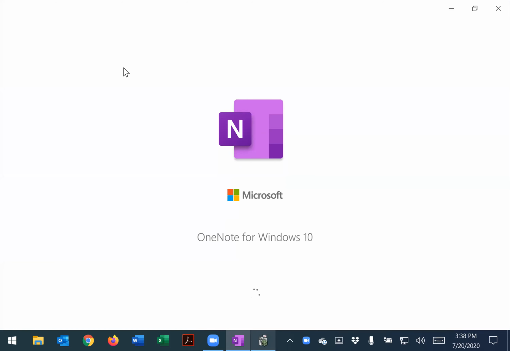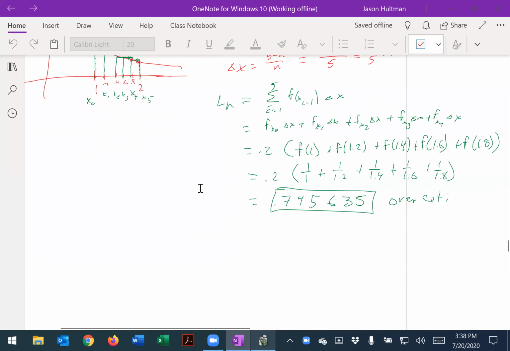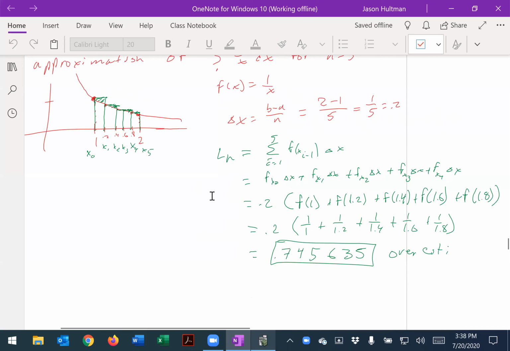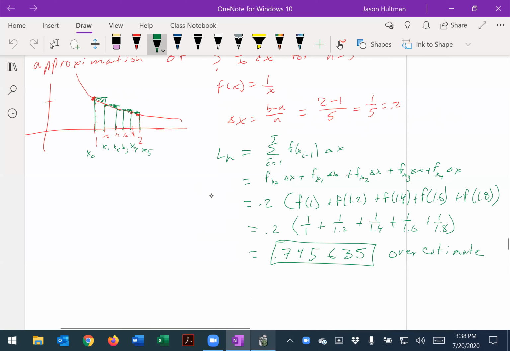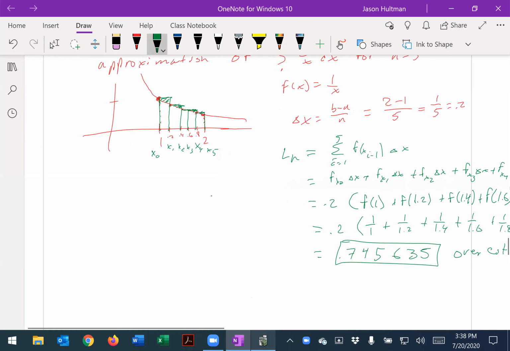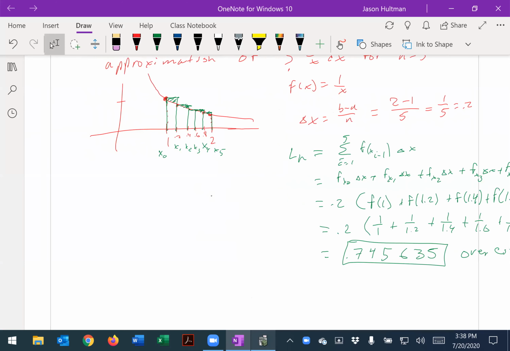Okay, that's an overestimate. Now let's look at R sub n, the right side. Let's do this one in blue. Okay, R sub n. We're going to let this be the right hand endpoints, on the right side.